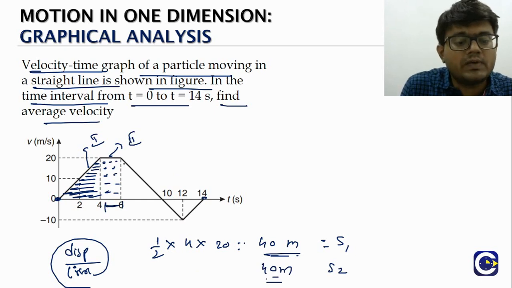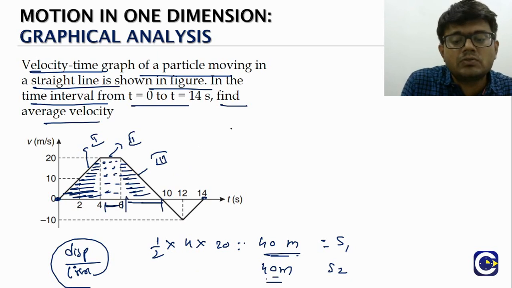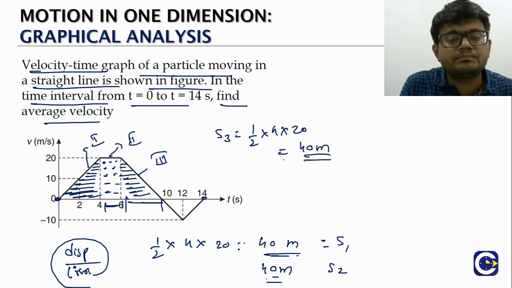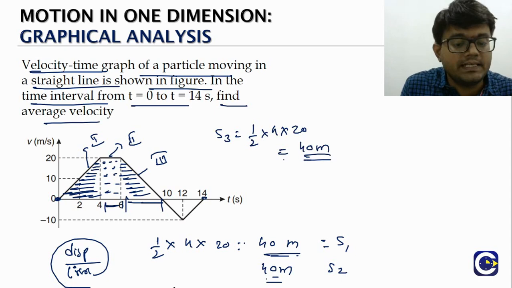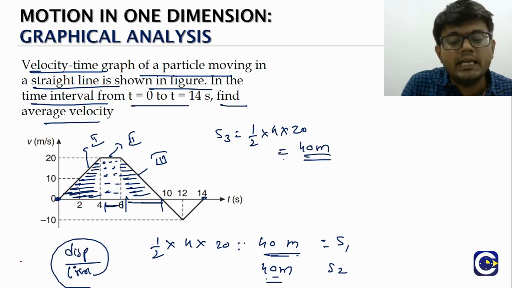Now you look at this one, right? The third part. Third part is what? That is another triangle. So base is what? 4. Height is 20. So S3 will be what? Half into 4 into 20. That is S3 is also what? 40. Now we're done with S1, S2, S3. What is the next one? The area that is below. Look at this. So area below means that is our S4.